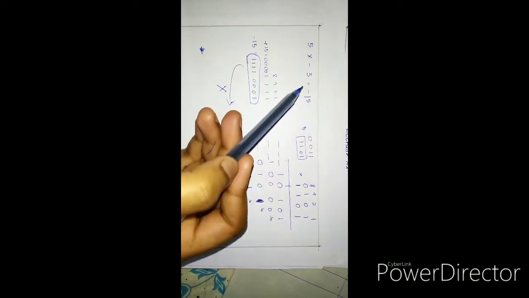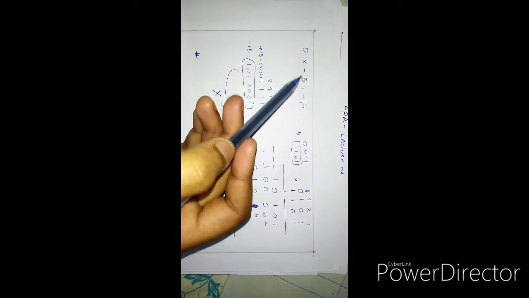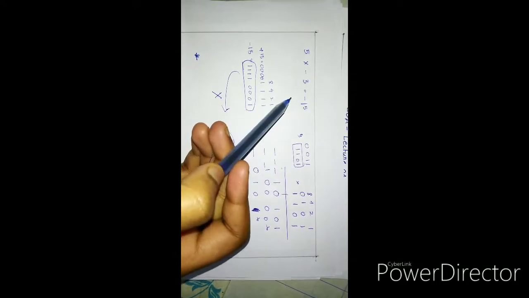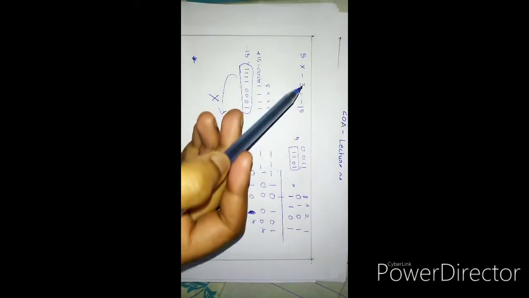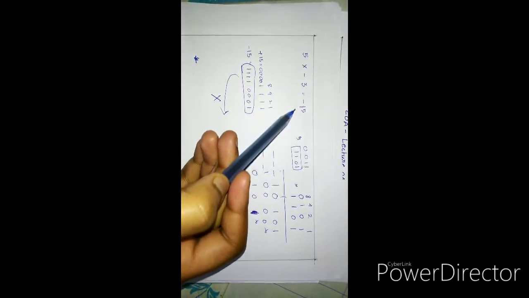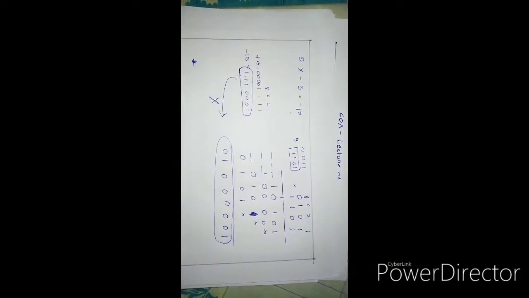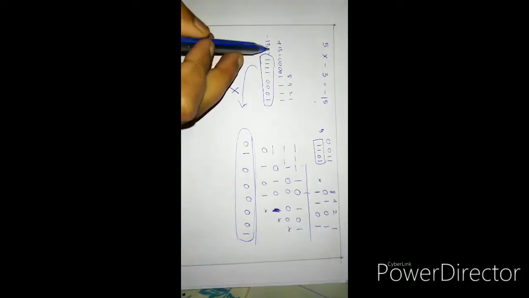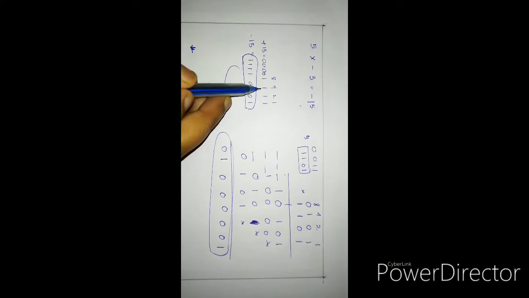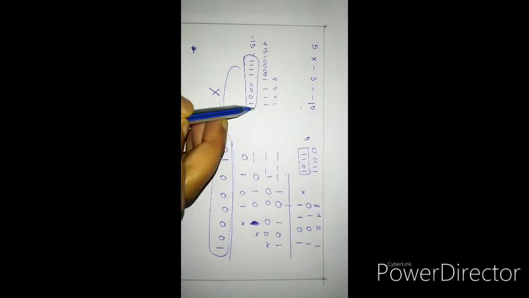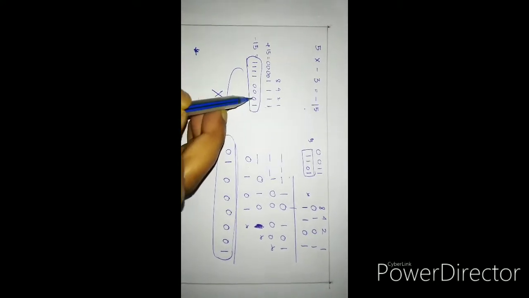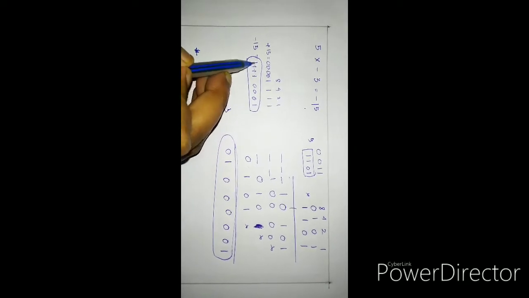Okay, here comes something tricky. 5 into minus 3. Here comes the signed number. A signed number can be positive and also negative. 5 times 3 should give you minus 15. Okay, so plus 15 is 0, 0, 0, 0, 1, 1, 1, 1. So minus 15 will be its 2's complement, and that is 1, 0, 0, 0, 1, 1, 1, 1.